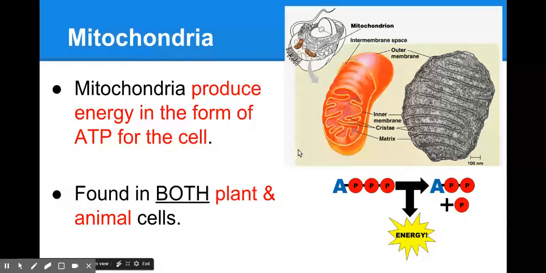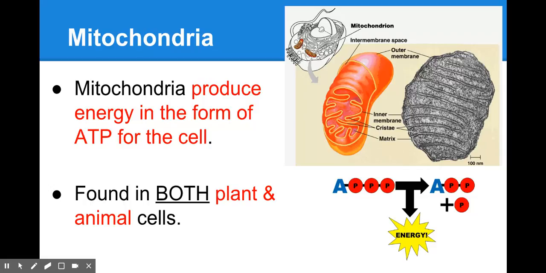The next structure we're going to look at is the mighty mitochondria. So mitochondria produce energy in the form of ATP for the cell. Typically, students want to tell me that mitochondria is the powerhouse of the cell. You have to be able to explain what you mean when you say that to me. So if you just tell me it's the powerhouse of the cell and you can't back up what that means, it's no good.